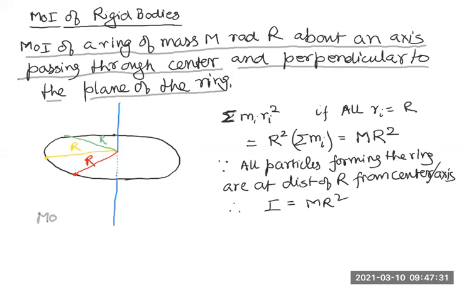Answer this. Moment of inertia of a non-uniform ring. Same axis hai aur same diagram hai, lekin ring non-uniform hai. Iska matlab ki kahin pe ring bhari hai, kahin pe ring halki hai, not made of the same material. Very good. Yes.